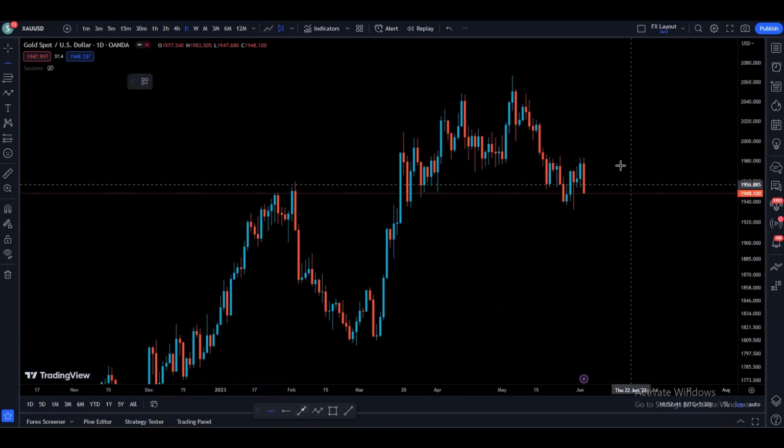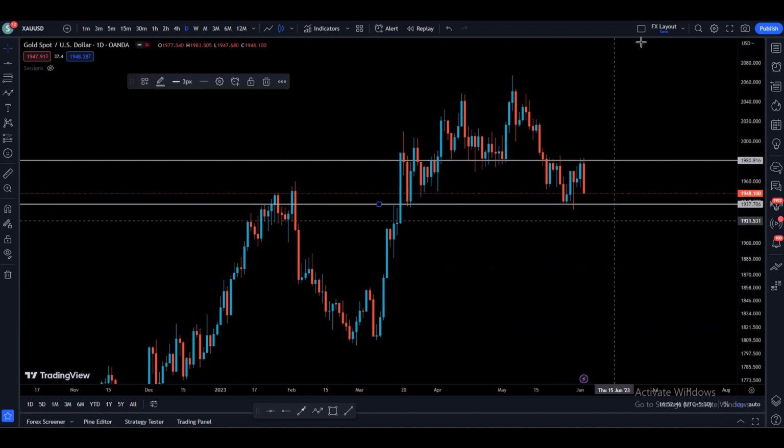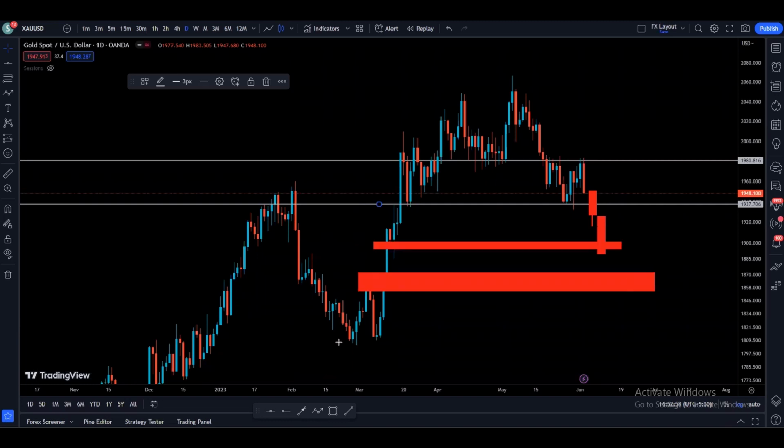At the same time, we can see that we have this resistance and we have this support. Now if we close bearish below this support, then there is a higher probability price is going to come down to the next support, this one, and this one, right? And at the same time, once we come down and make a low, we can anticipate a pullback to this area. And if we find resistance in this area, we can keep going down with this bearish momentum on the daily time frame.